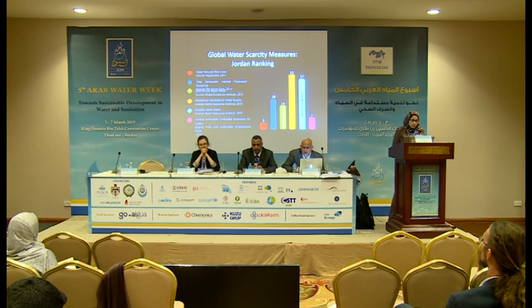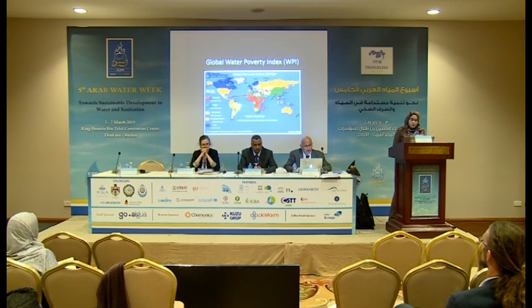This slide shows Jordan's ranking in these indicators. The rank varied from 3 in Water Security Risk Index to 33, which indicates that Jordan is suffering from a high level of water scarcity. And this slide shows the Global Water Poverty Index map, and Jordan is classified as a severe water poverty level.